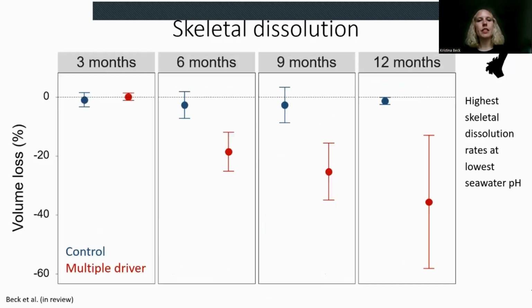And here you see the results for the control and one of the multiple driver treatments over time. Again, just wanted to highlight the delayed response. As you can see, after 3 months, we didn't see a difference in the skeletal dissolution between these two treatments, but they only became apparent after more than 6 months. And then you can see at the end of the experiment, we've lost about 40% of the skeletal volume of the corals in the multiple driver treatment.